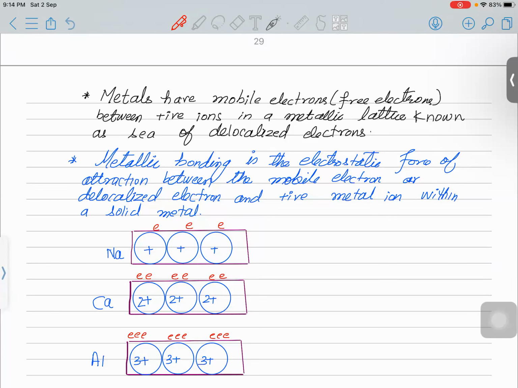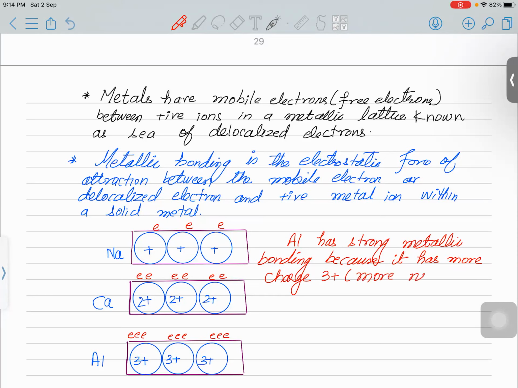So aluminium has strong metallic bonding because it has more charge, 3+, and more nuclear attraction.